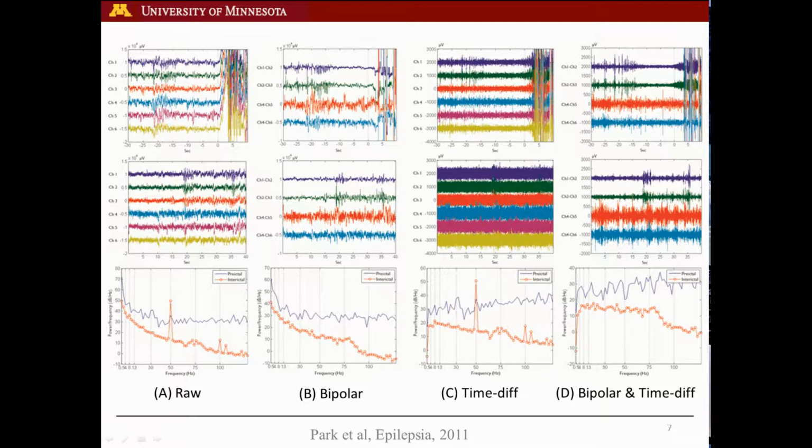One of the problems when you're looking at the power spectrum is you can see there's a fairly quick fall off in the power as a function of the frequency. So one way to make the power at all frequencies more similar is to take a time difference of the EEG, and the power spectrum on those are much flatter, and that's what you see in column C. And in column D, we did both a bipolar difference as well as time difference.